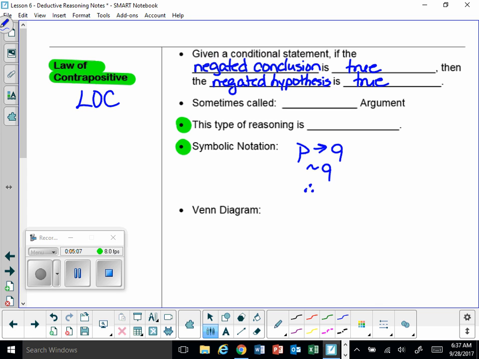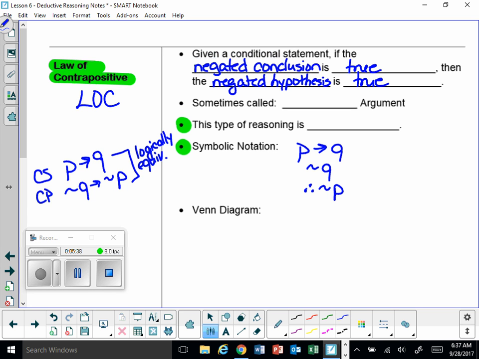Well, let's stop and think about that for a minute, right? A conditional statement is if P, then Q. The contrapositive, switch and negate. Not Q, therefore not P. Remember that your conditional statement and your contrapositive are what we call logically equivalent. So this is making some sense to me.